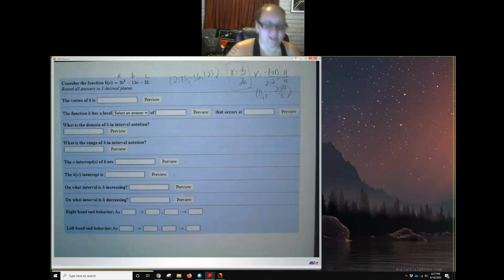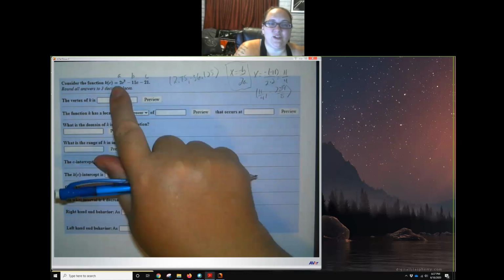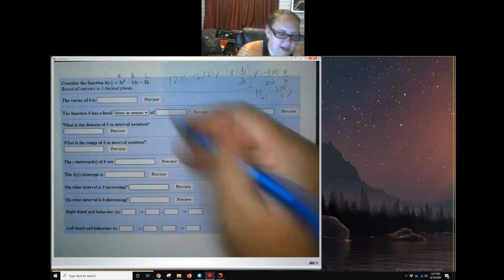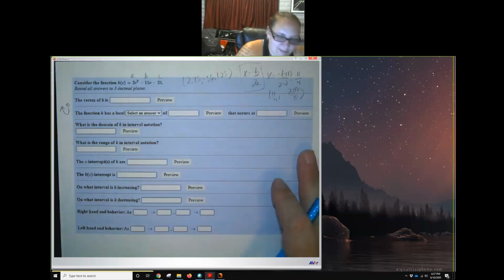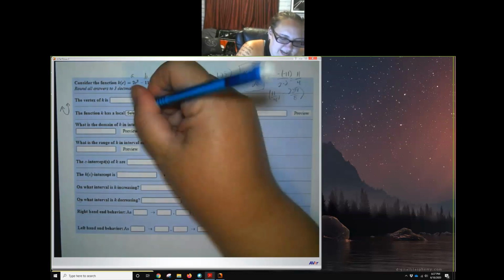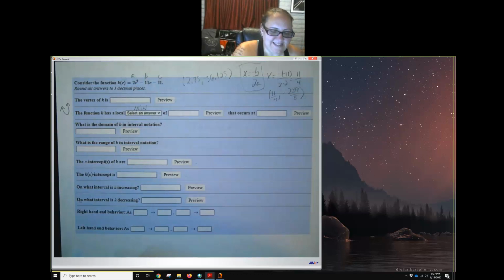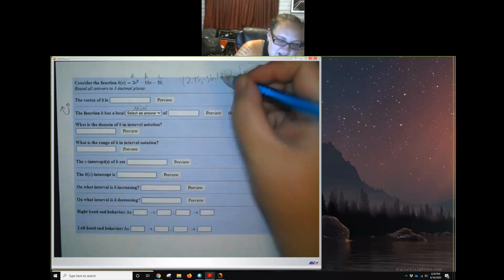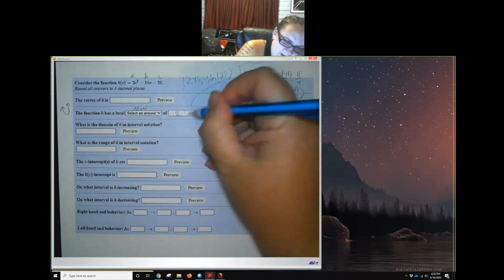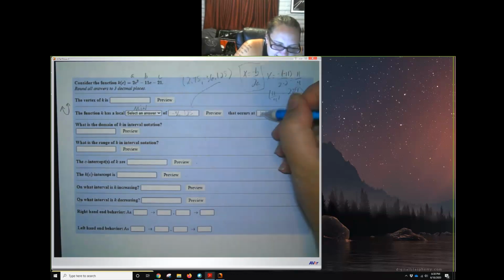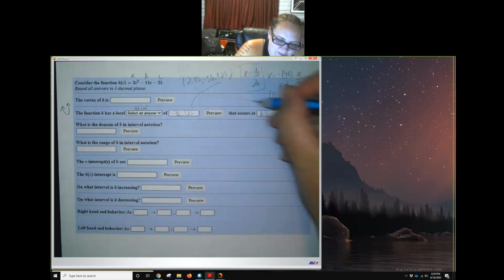Okay? So since a is greater than 0, that means that this parabola opens upward like this. And if it opens up, then the vertex is a minimum. If a is negative, then the parabola opens down and your vertex is a maximum. So this is a minimum of whatever the y value from your vertex is, at k equals whatever the x value from your vertex is.